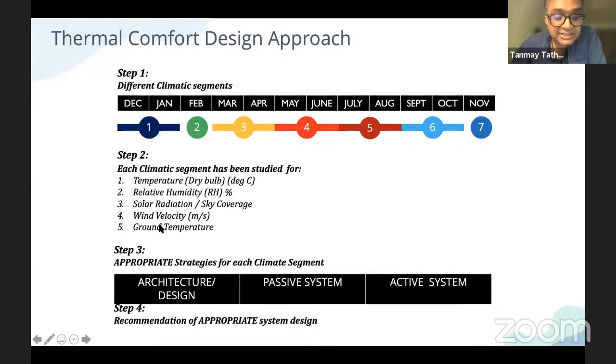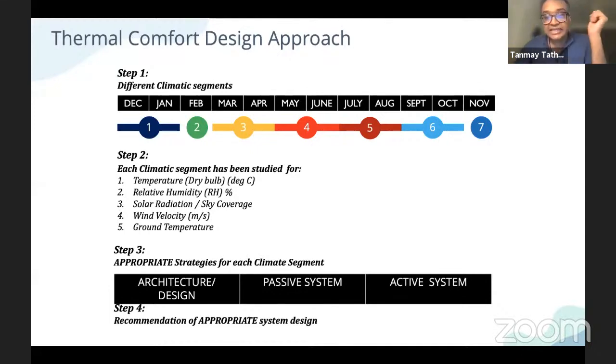Based on this analysis, what would be my architectural response to this climate? What are the possibilities? If the temperature is too high, radiation is too high, what do I need to do in terms of design? What are the passive systems that can help? And finally, what kind of active systems, what kind of low energy comfort systems will work the best in that season, right? Based on all of this, you have a design that works through the year.